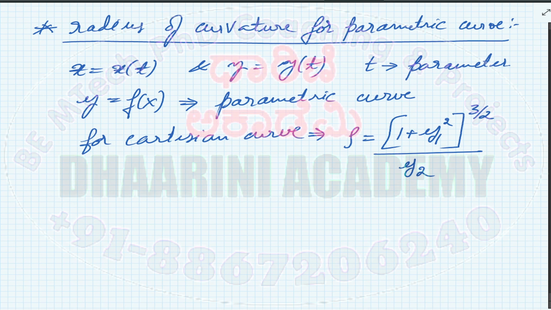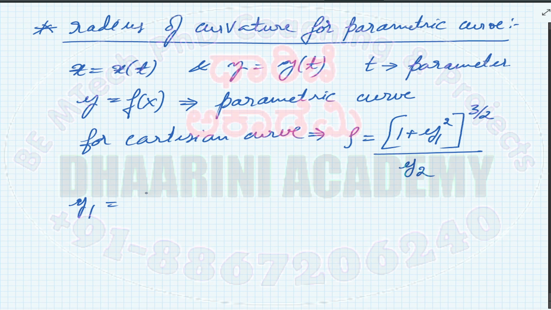Okay, y1 is dy by dx, y2 is d square y by dx square. We already know this, we just have derived this. So what we are trying to do here is represent these y1 and y2 in terms of the parameter. That's all. Just replace it with the parameters, you will get the answer. So what is y1? Let's try to write.